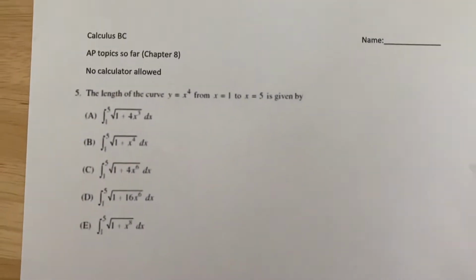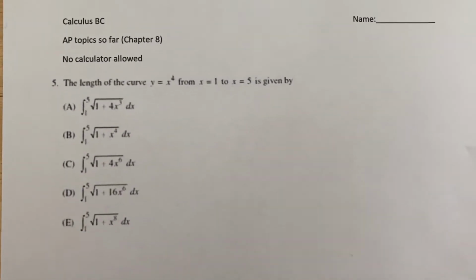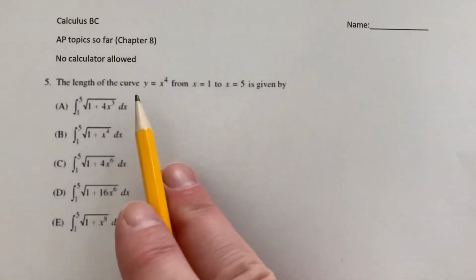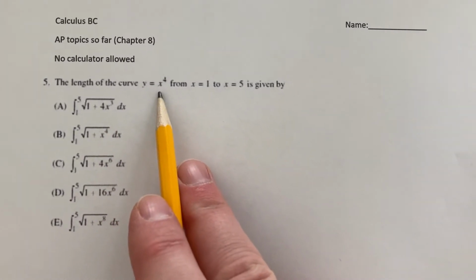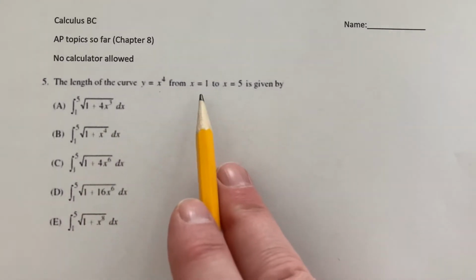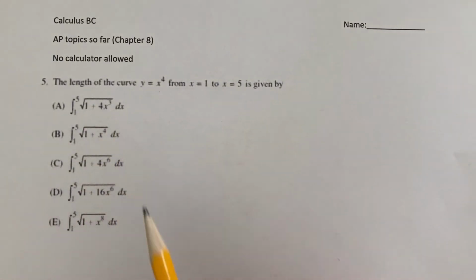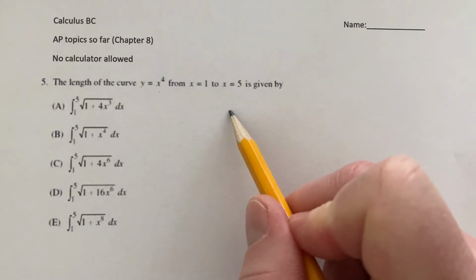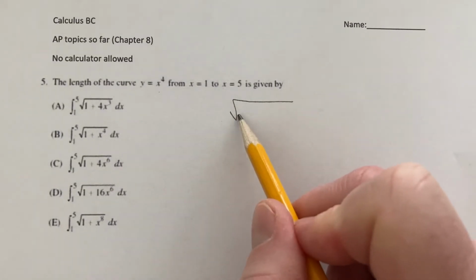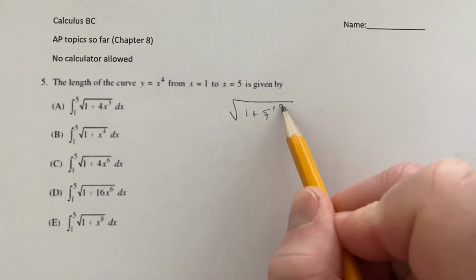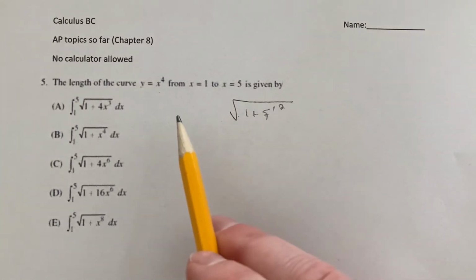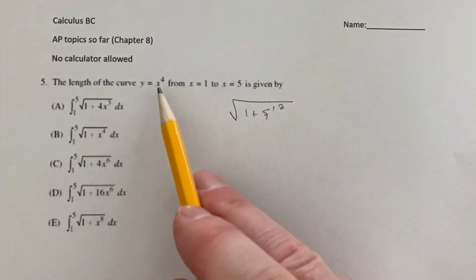All right, these are the answers to our Calc BC topic so far. The first one's an arc length. They give us the curve x to the fourth. They want to know which of these would give us the arc length from 1 to 5. They're all integrals 1 to 5, so that doesn't help. It's really got to remember the arc length formula, which is to integrate the square root of 1 plus the derivative squared. So I need to find 1 plus the derivative of this squared.